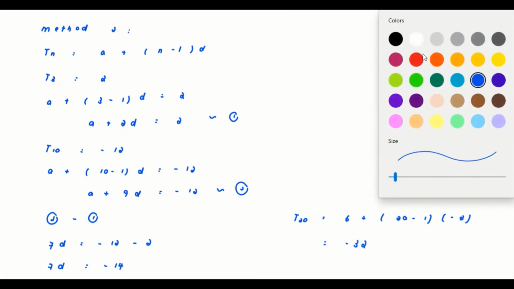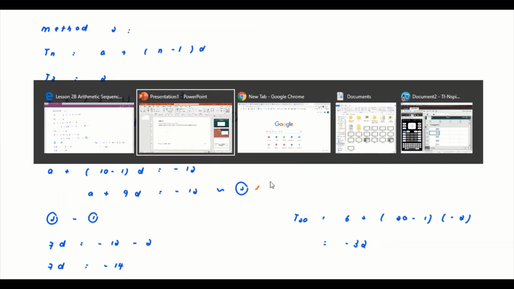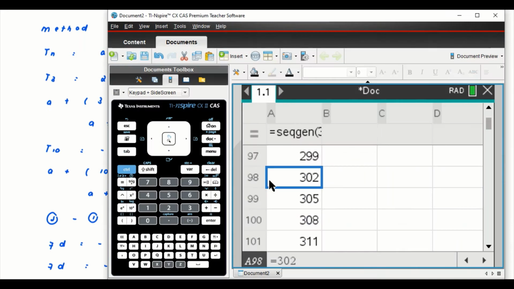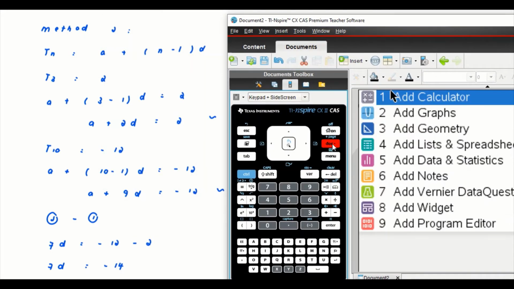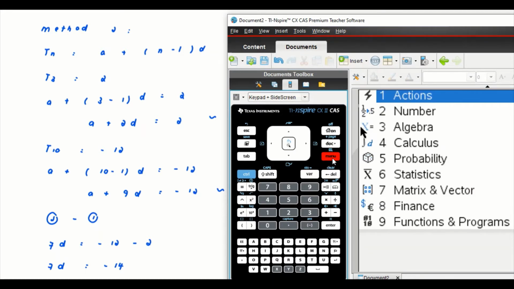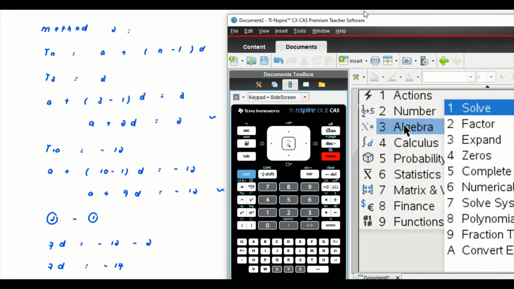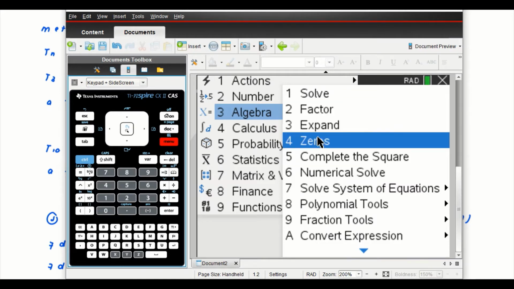Actually, if you have your calculator, your calculator can help you to solve this. After you get these two equations, you can use your calculator to solve, if this question comes out in your calculator-assumed paper. Okay, so let's see how we can do that. You can open a new page, then go to add calculator. After you add calculator, go to menu and then algebra. So this is actually linear simultaneous equation.